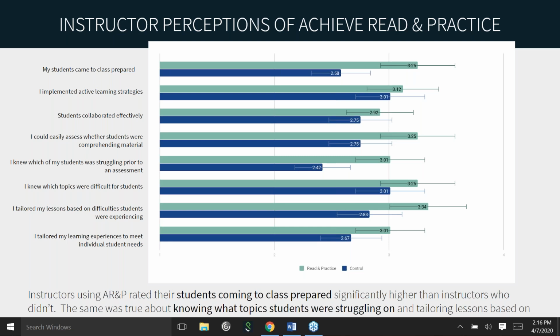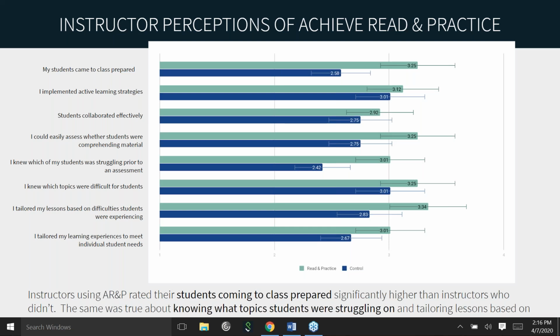So for example, the top bar, you can see that instructors perceived students coming to class prepared at a much higher rate in the sections where they were using Read and Practice than in their control sections, where it was sort of business as usual.